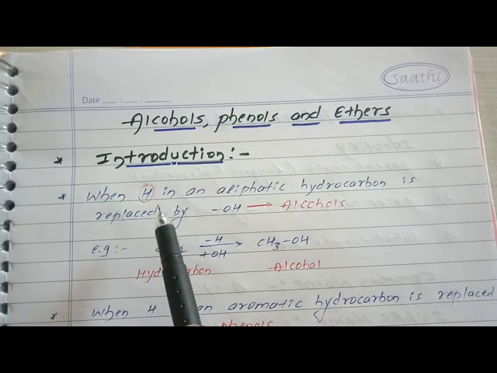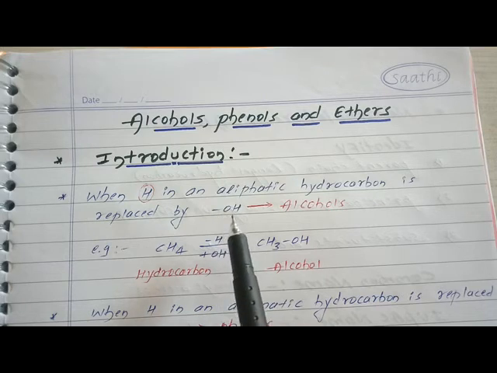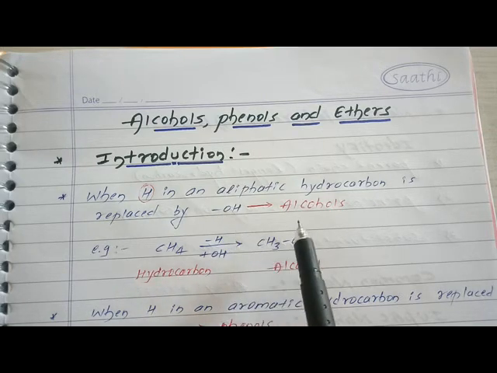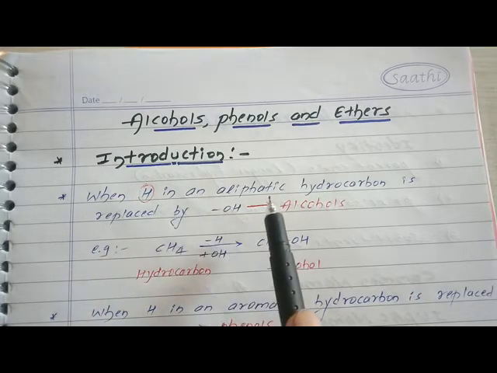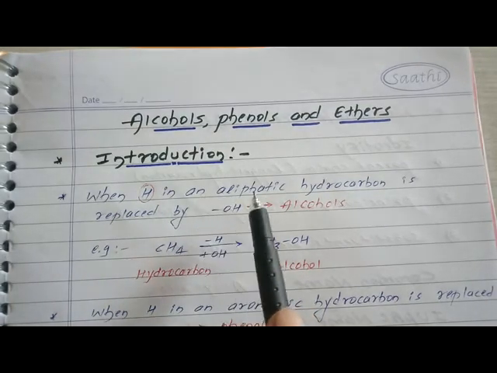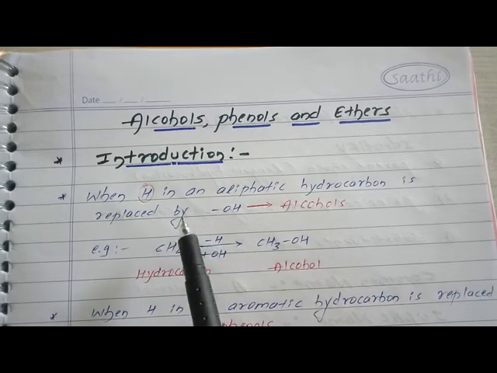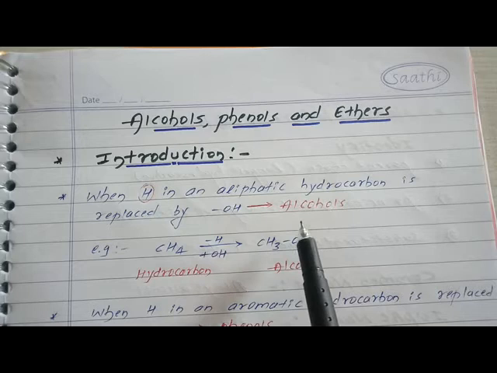When H in an aliphatic hydrocarbon is replaced by the -OH group, that is the hydroxyl group, we'll get an alcohol, students. It means we can define alcohol as: when one or more hydrogen atoms in an aliphatic hydrocarbon are replaced by a corresponding number of hydroxyl groups, we'll get alcohols.